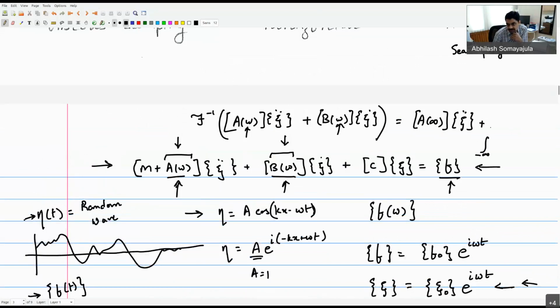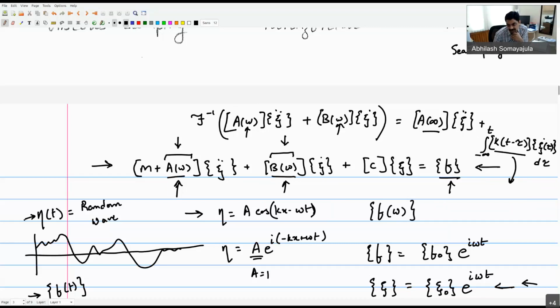Integral from minus infinity to t, K of t minus tau times zeta dot d tau. So instead of having A of omega and B of omega, I now have something called A infinity and this big matrix looking K.